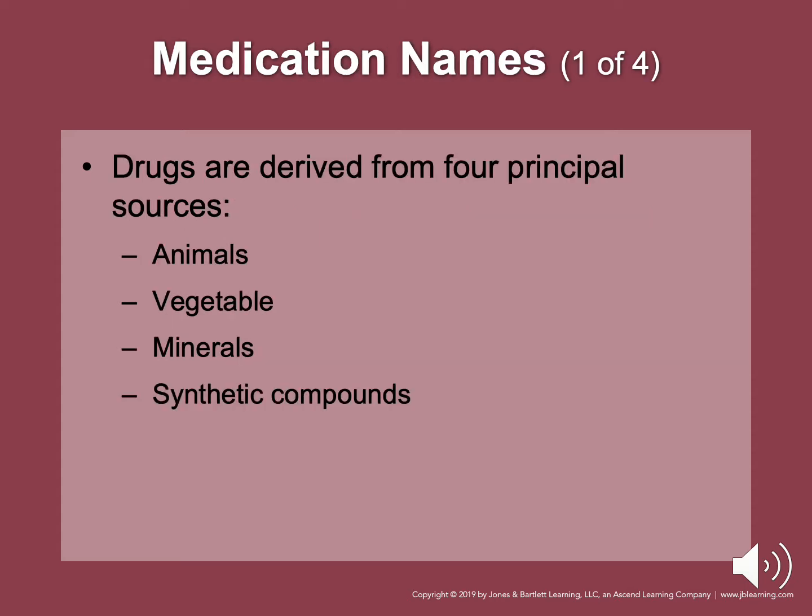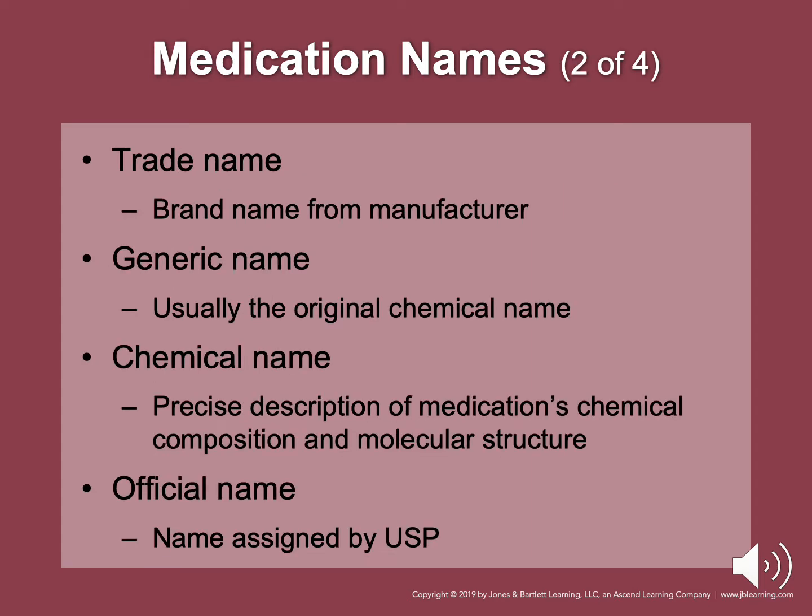So drugs are derived from 4 principal sources. Some of them come from animals, some come from vegetable or plant sources, minerals, and synthetic compounds. A good amount of them are synthetically made. A medication's trade name is the brand name from the manufacturer. Trade names are proper nouns that begin with a capital letter, and the drug may have more than one trade name depending on how many companies manufacture it.